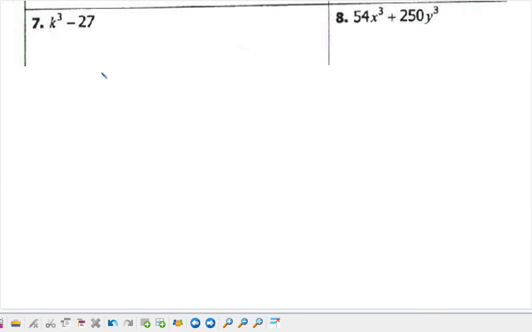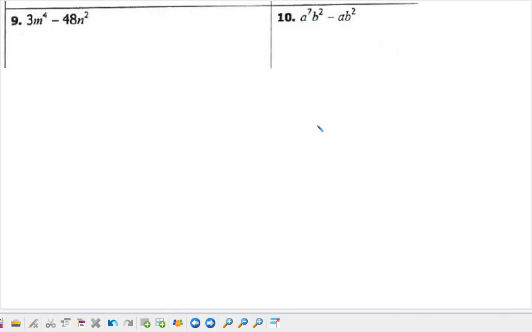Number 7, a difference of cubes. So take the cube root first, and then SOPS it. Square the first term. Opposite sign, product, 3 times k, plus the square of the last term, which is 9. Okay.